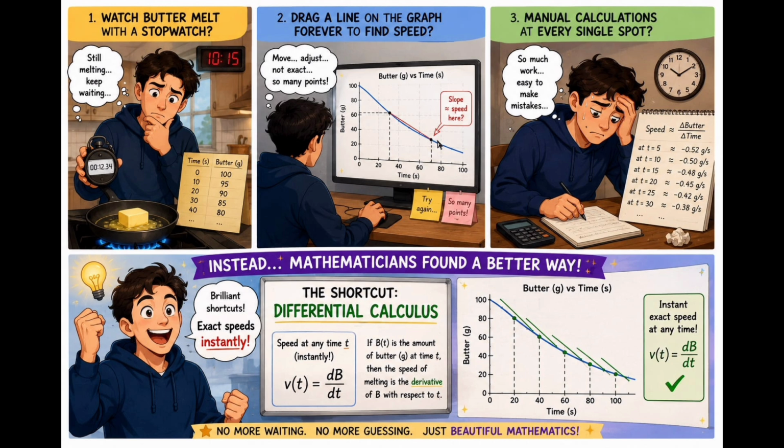So, instead of standing in the kitchen watching butter melt with a stopwatch or manually dragging a line on a graph forever just to find the speed at every single spot, mathematicians found a better way. They discovered brilliant shortcuts that let us calculate these exact speeds instantly. Let's get started with the rules and formulas.